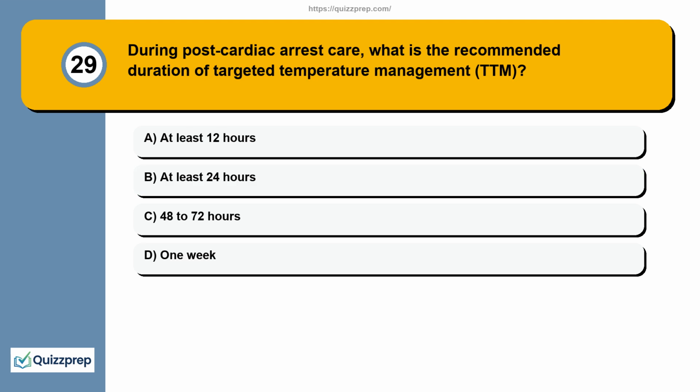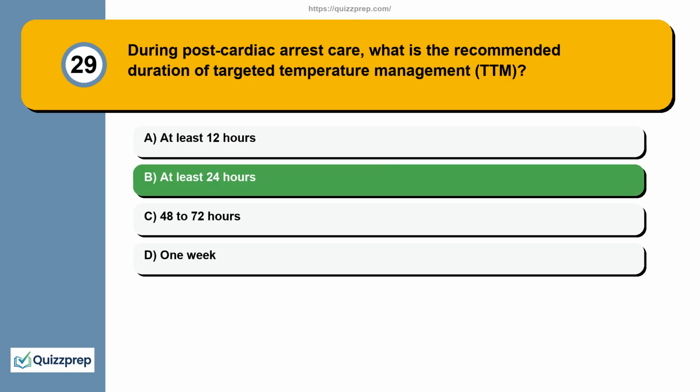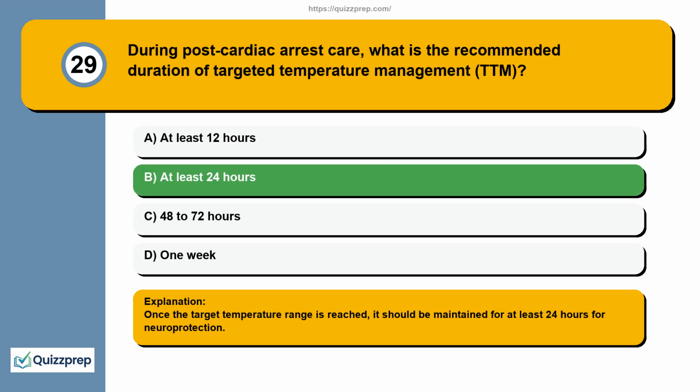Question 29. During post-cardiac arrest care, what is the recommended duration of targeted temperature management, TTM? At least 12 hours, at least 24 hours, 48 to 72 hours, 1 week. Once the target temperature range is reached, it should be maintained for at least 24 hours for neuroprotection.